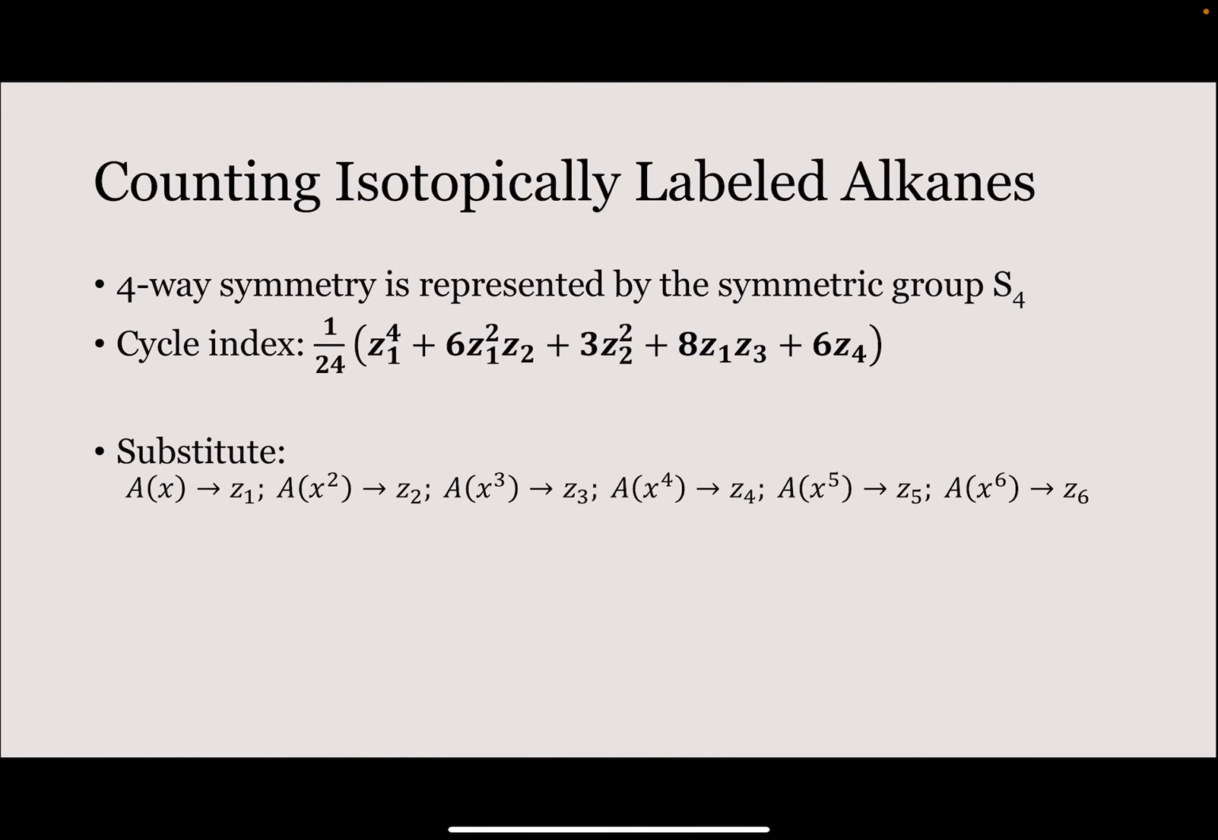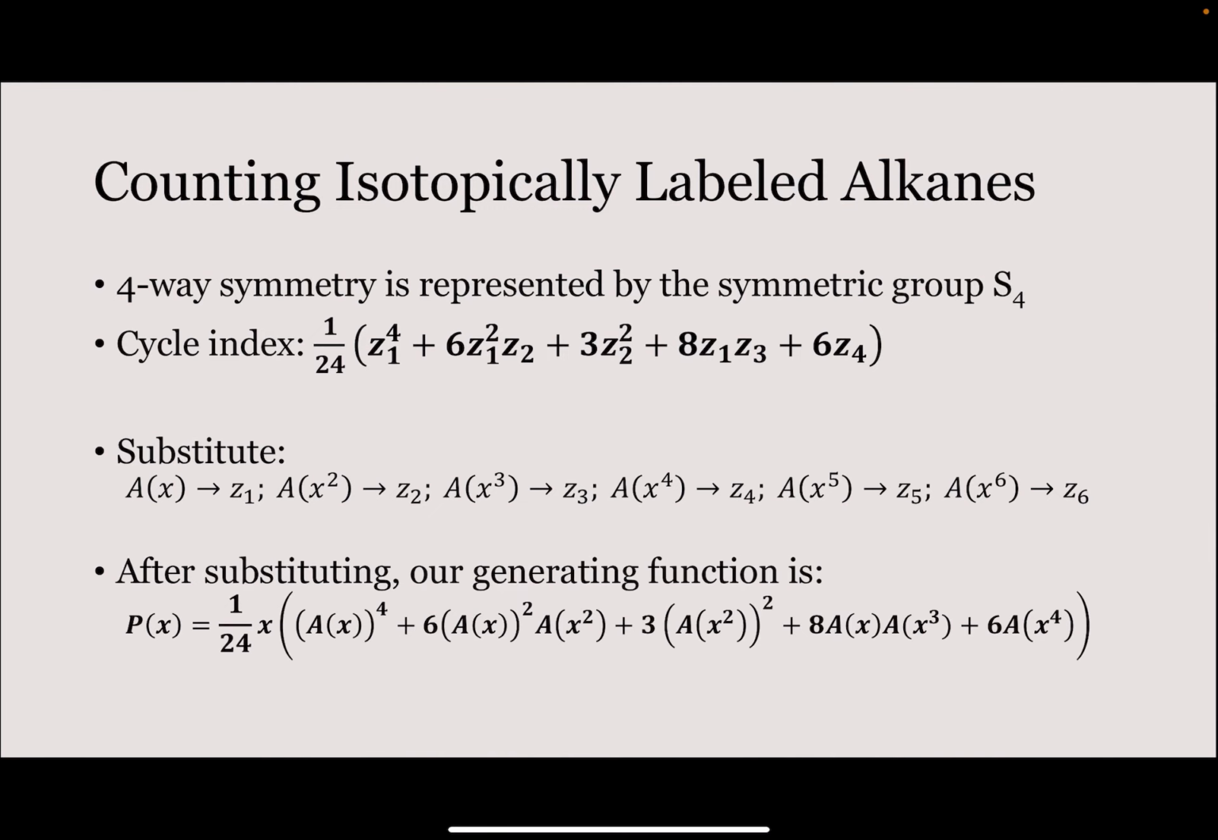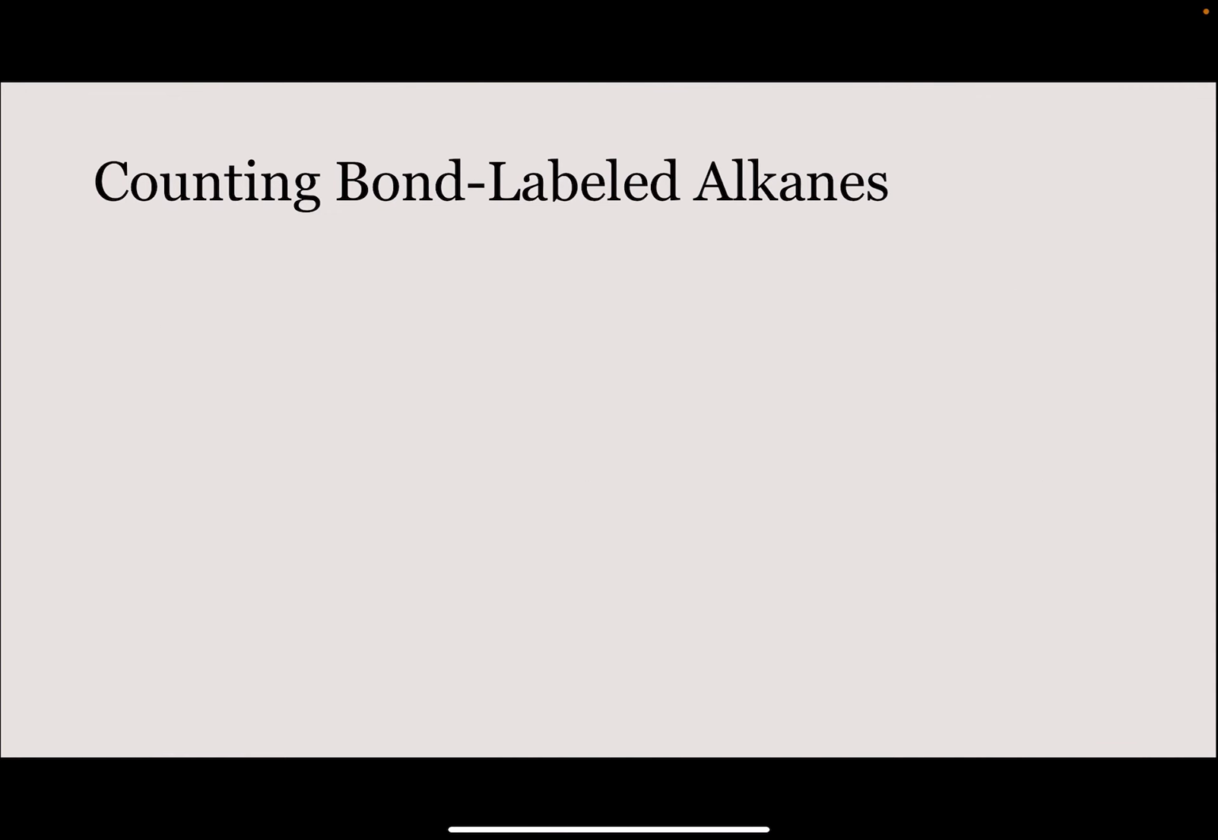Again, we're going to plug in our pattern inventory for A(x) because each of R1, R2, R3, R4 are separate alkyl groups. Once we do our substitution, this is what we're getting for our final generating function: 1/24 x times this massive expression. We're going to call this generating function P(x). Now, one small thing that we're going to need to do, and we're going to see why exactly we need to do this, is we're also going to take a look at the number of alkanes that have a certain bond that is labeled.